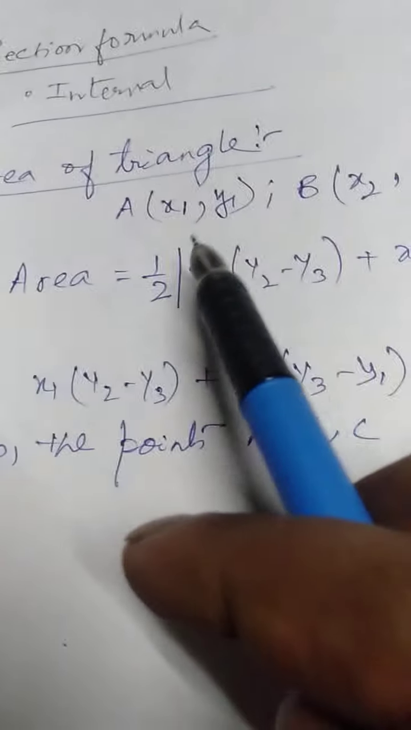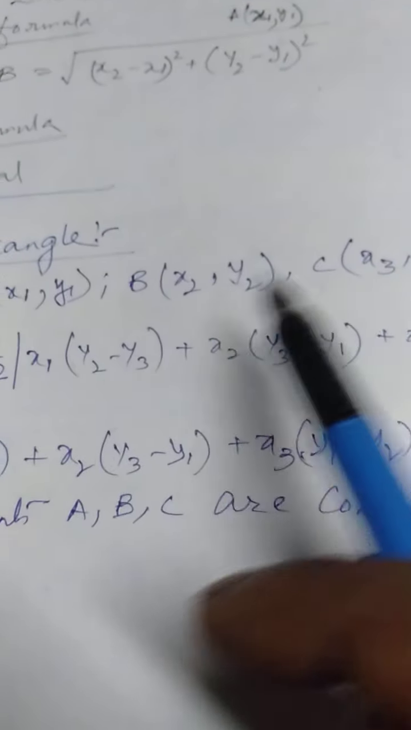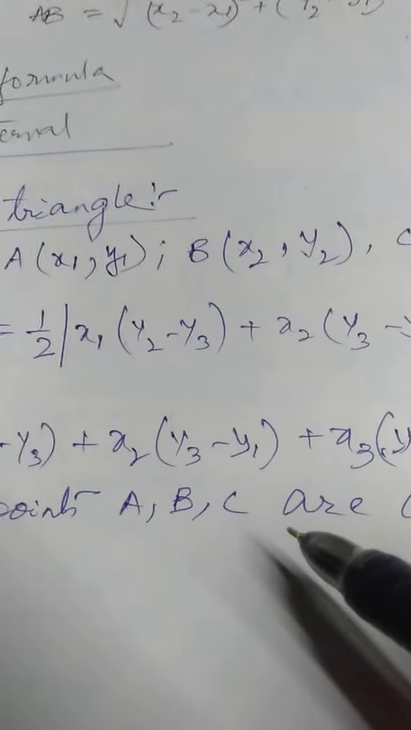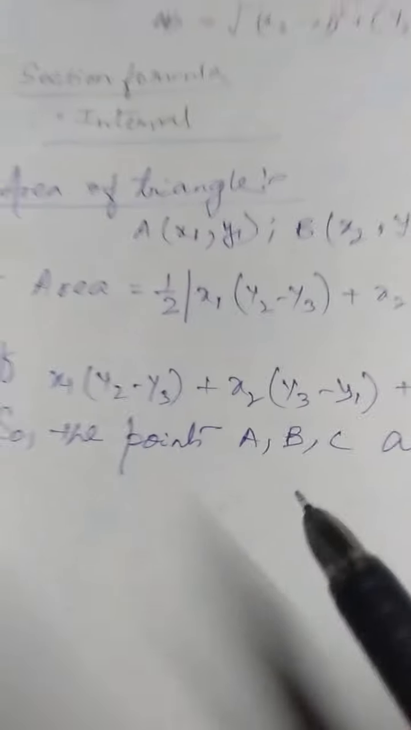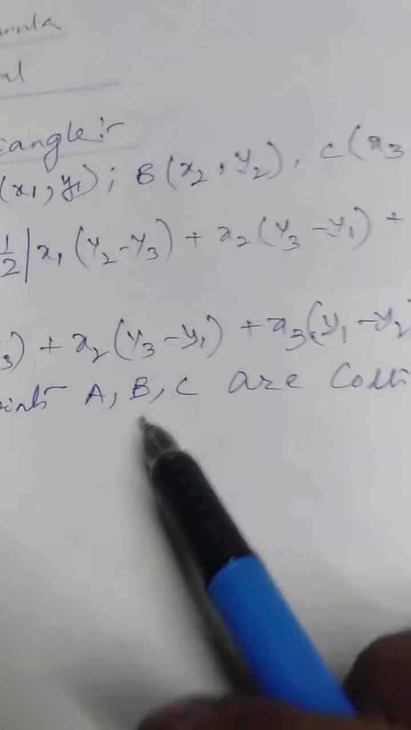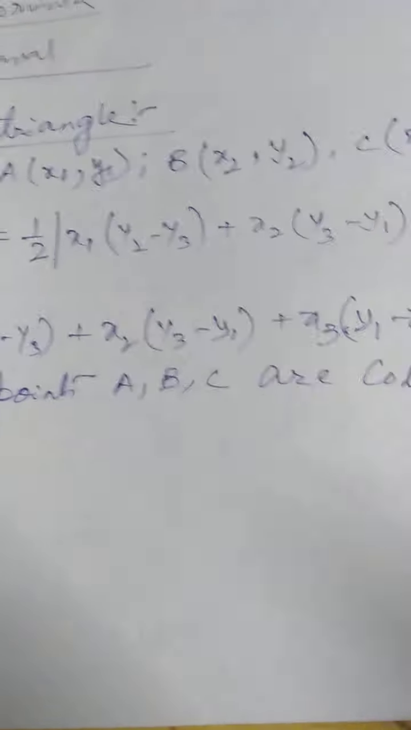Now, this quantity is given in mod sign. Why? Because if the value becomes negative, it will be considered positive, because you know the area of a triangle cannot be 0 or negative. Now, if the quantity in the mod is 0, then it means that the 3 points are collinear. So if this quantity is coming 0, it means that A, B, C are collinear.